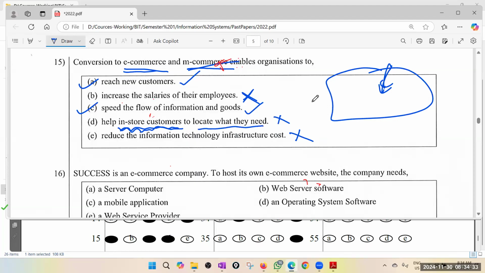Locate what they need. Maybe locate which rack the goods are on, or something. But do you have that kind of information in m-commerce? I don't know. That is a debatable answer, because m-commerce is someone who is at home ordering things. Right? So therefore, I strongly disagree with this answer. But anyway, the examiner has some point. Okay, maybe do you have any idea about why the examiner has taken D? Any idea?